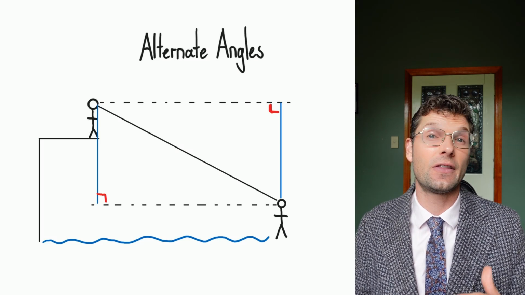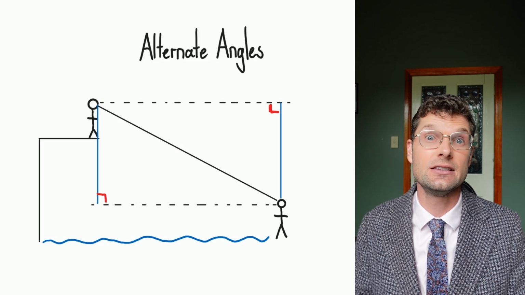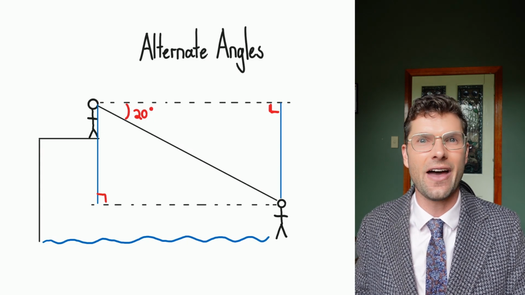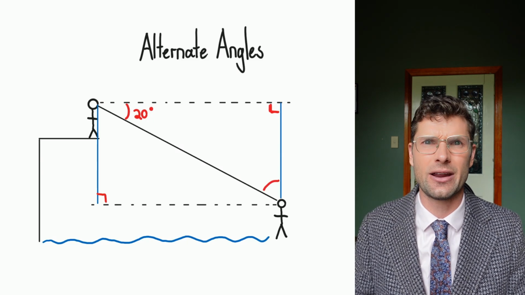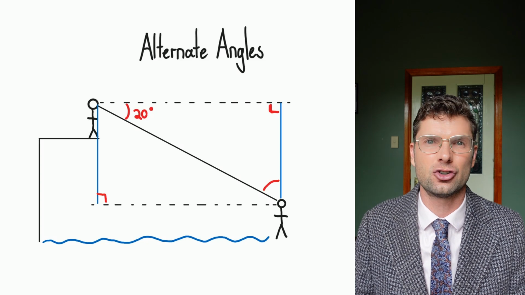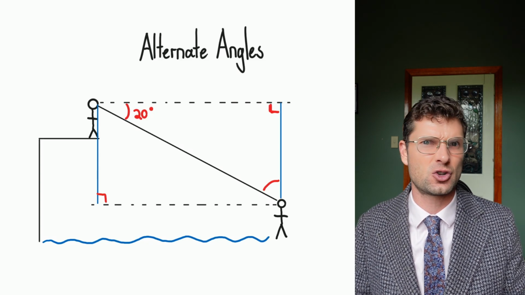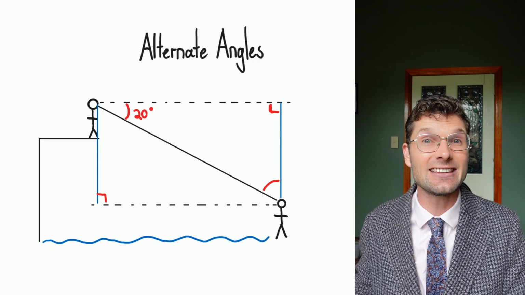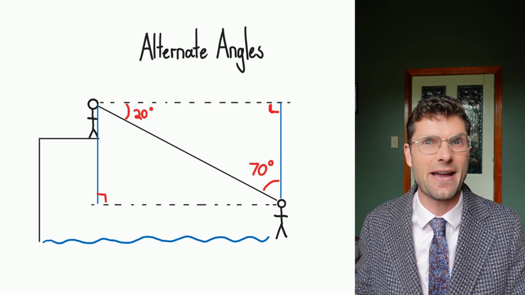So let's imagine that the angle of depression was 20 degrees down from the top down to your friends. If I asked you what this other angle down here would be, it's actually pretty easy to work out. I know that a triangle's got 180 degrees, so I've got 20 plus 90, which is 110. So that last bit has to be 70 degrees. That makes a lot of sense.